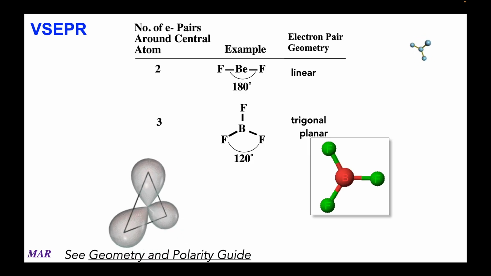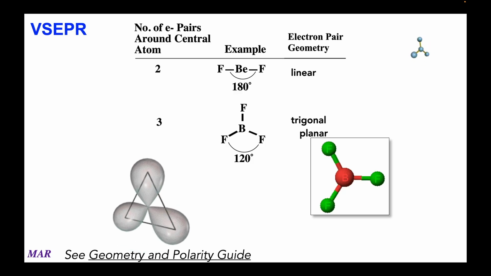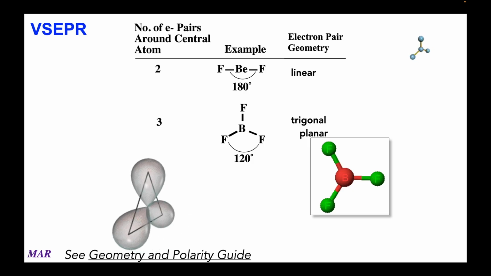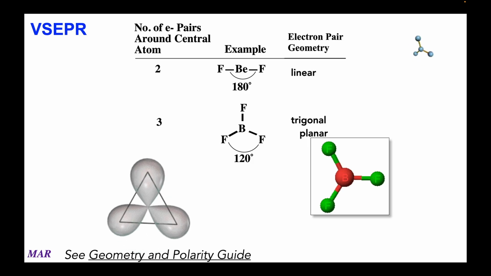Boron trifluoride, those fluorines want to be as far apart from each other as they can, and they will be farthest apart if they are in what's called a trigonal planar geometry. So the fluorine-boron-fluorine angles are all about 120 degree angles. This is a flat molecule. So BF3 is actually flat, and we would describe the angles as 120 degrees.